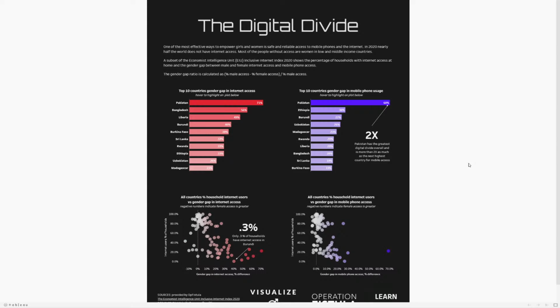I think this is a great viz. I love the opening sentence: One of the most effective ways to empower girls and women is safe, reliable access to mobile phones and the internet. That immediately conveys the story that the viz is going to tell. But I agree, it's a theme in a number of the vizzes from this month. The use of top 10 or top 5 automatically makes you go into this traditional top to bottom mentality, which presents a challenge with the fact that where women have more access, it's a negative value. It's really tough mentally for humans to understand that a negative number would actually be a better thing.